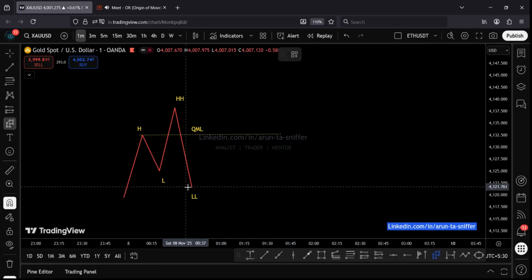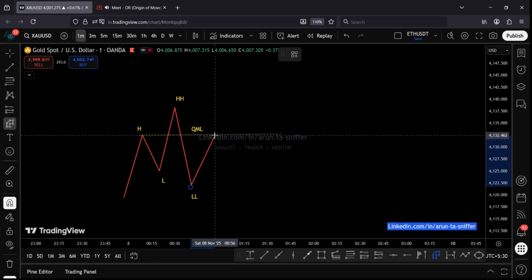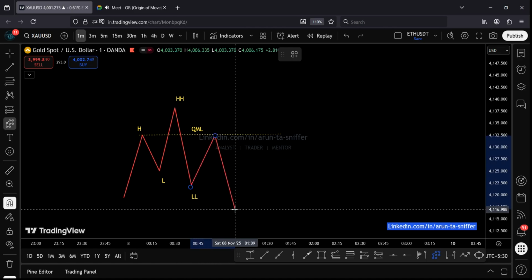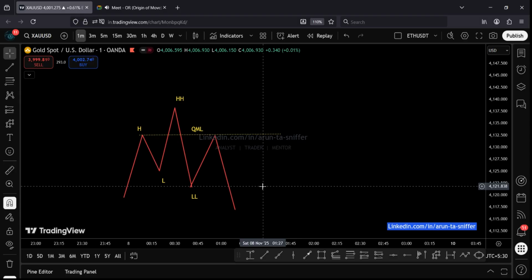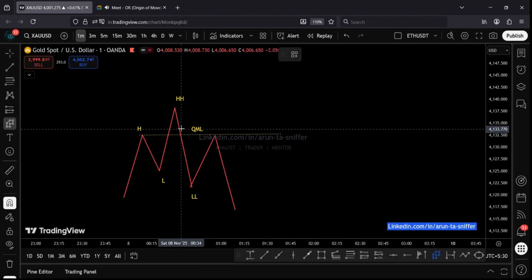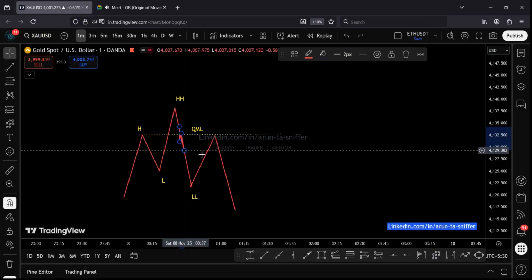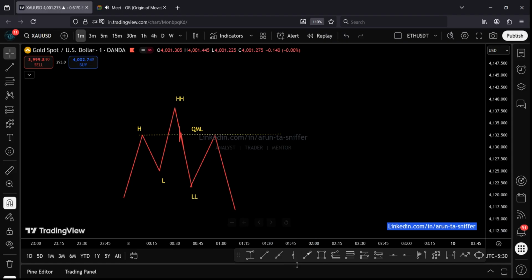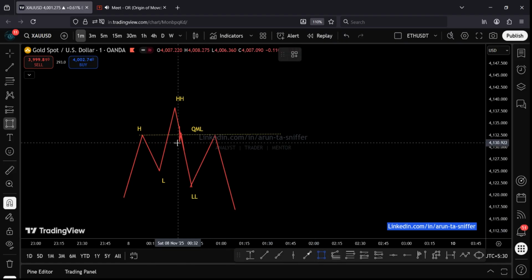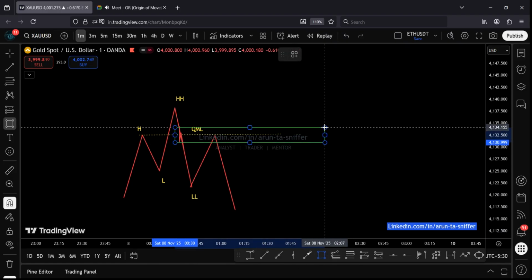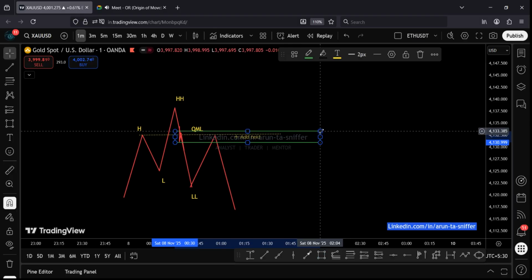What happens? Price goes up and comes down. This is what happens in QM. Here we also have a kink, right? A kink like this. So here was our kink, like this.